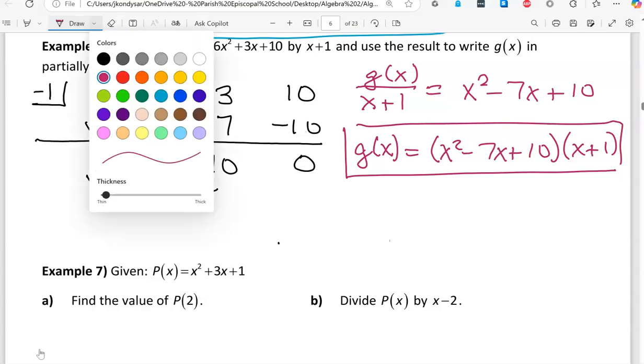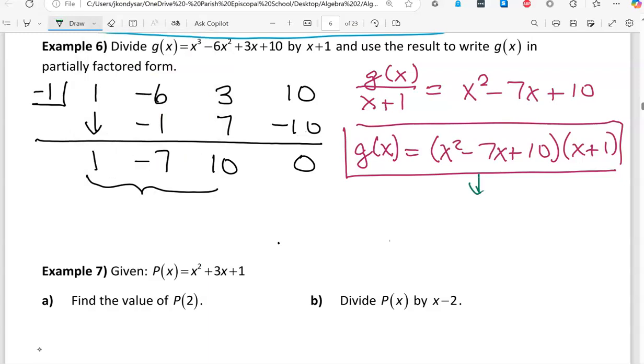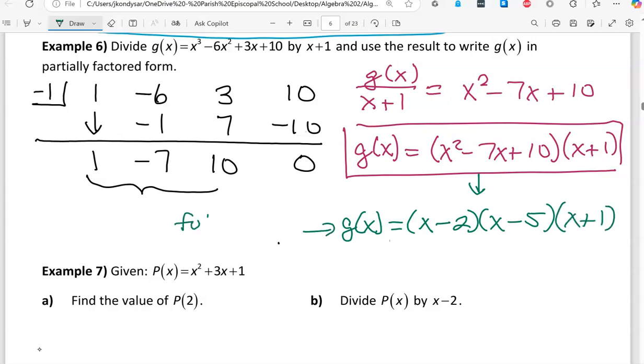And if I wanted to, I could actually go one step further and write this in fully factored form, even though that wasn't asked. X squared minus 7x plus 10 factors into x minus 2 times x minus 5, and then I'll bring down that x plus 1 factor, and here's our fully factored form.